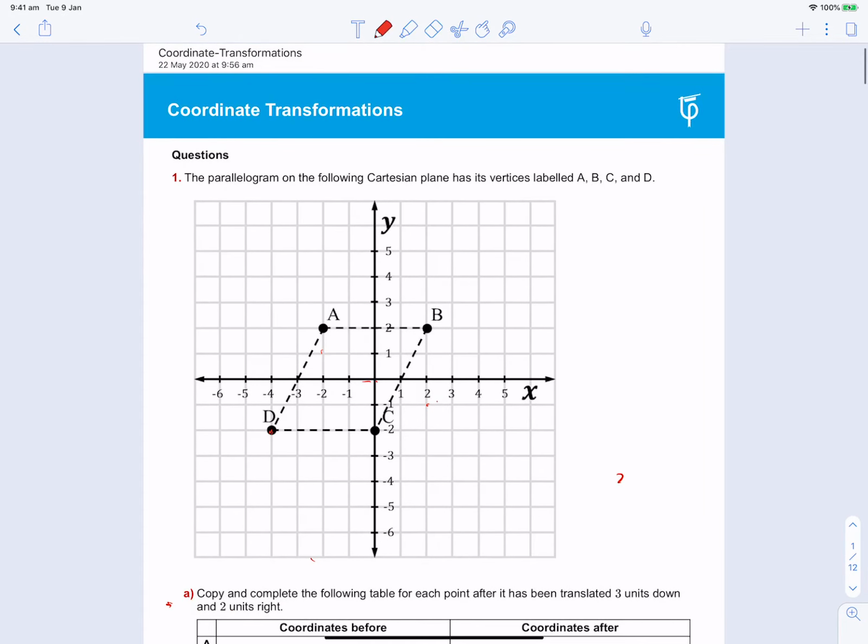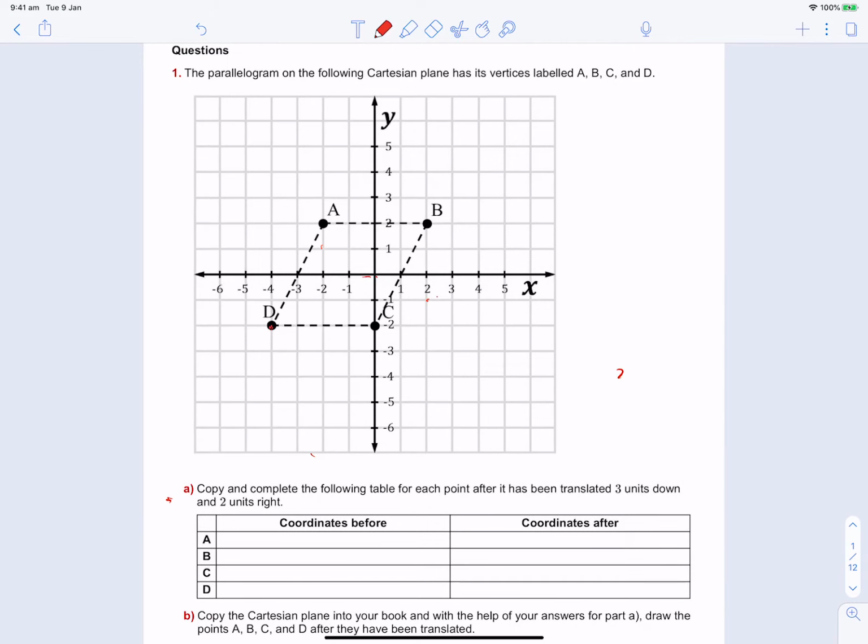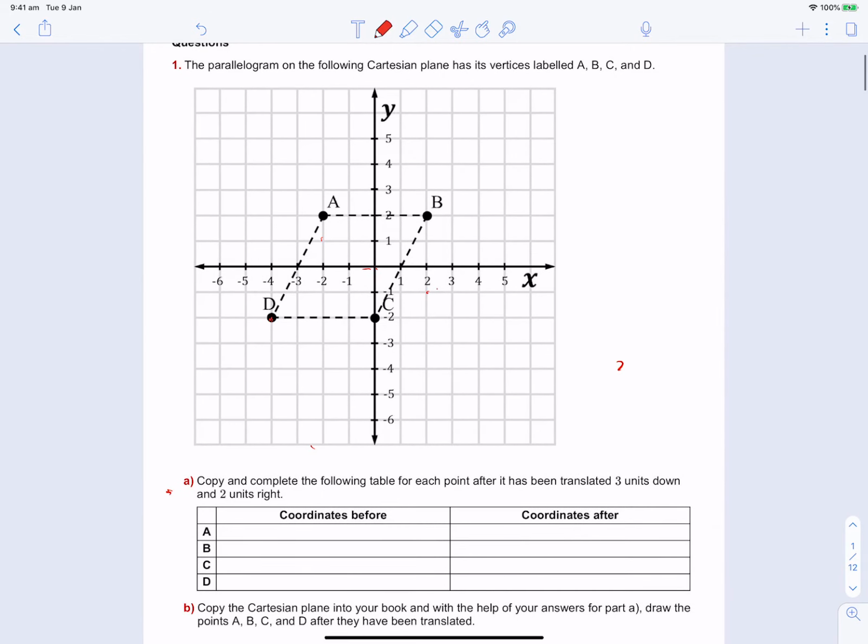Alright, today we're going to be looking at coordinate transformations. I'll just run through the different types that we've got. So our first one is a translation. So this little video is going to be on translating coordinates.